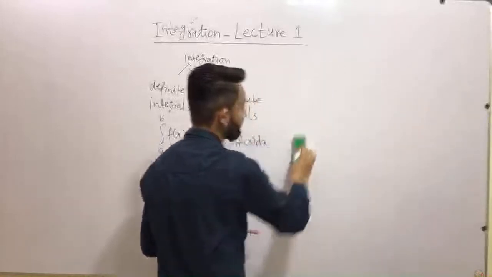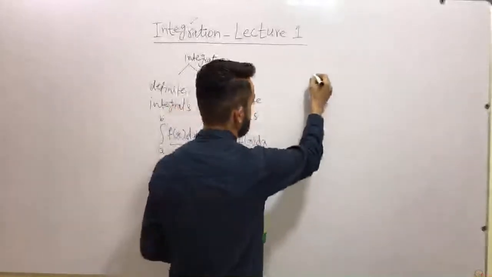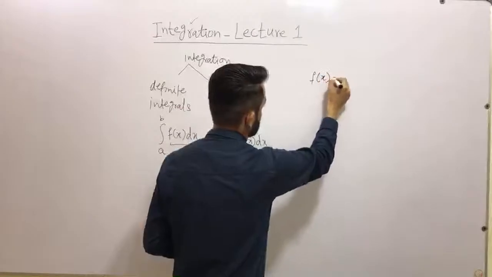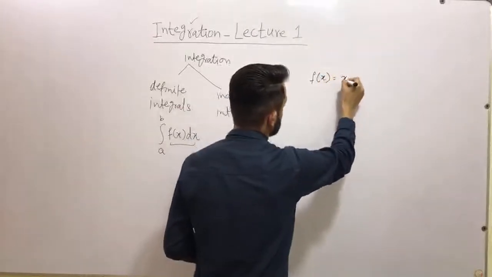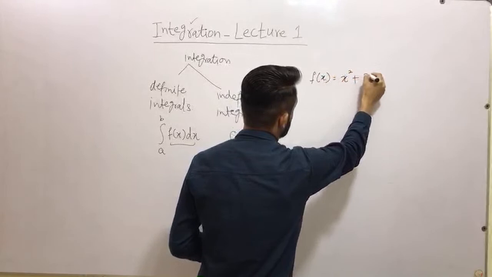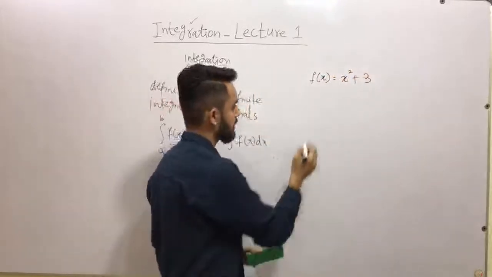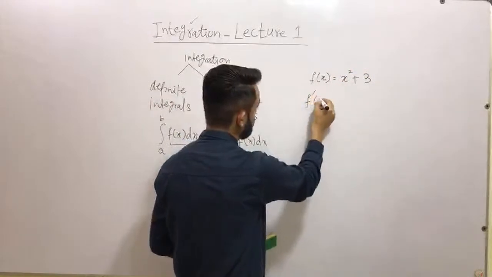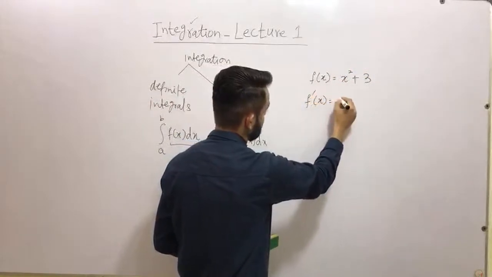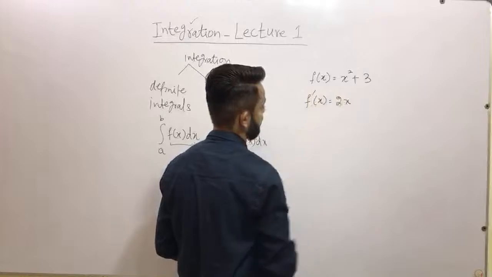Okay, let's suppose that the function we have right now is f of x equals x squared plus 3, right? Now I am going to differentiate this function. Once I differentiate both sides with respect to x, its derivative will give me 2x, right?